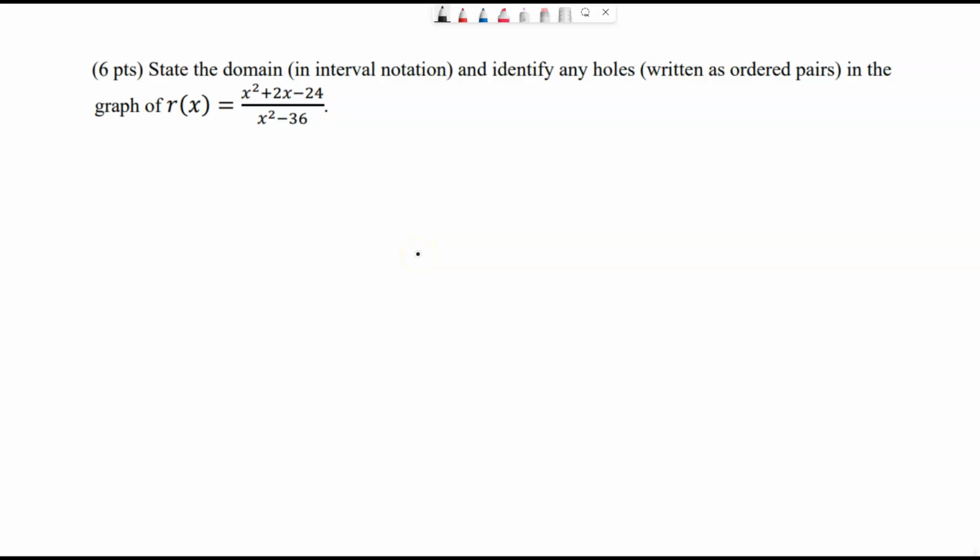State the domain in interval notation and identify any holes, written as ordered pairs, in the graph of this rational function. The first thing we want to do is take a look at the rational function in factored form. The numerator factors as x plus 6 times x minus 4. The denominator factors as x plus 6 times x minus 6.